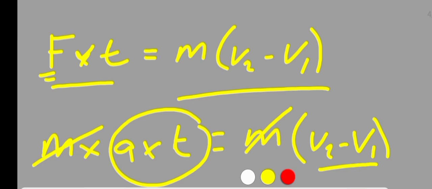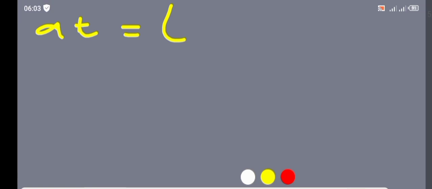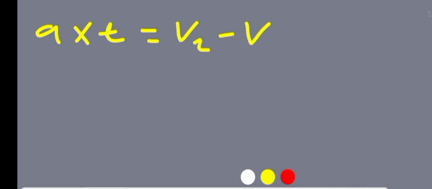So let's write what we remain with: a times t is equal to v2 minus v1. So this is our final equation.